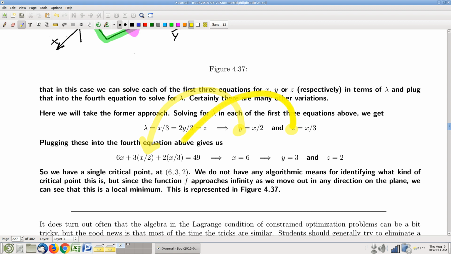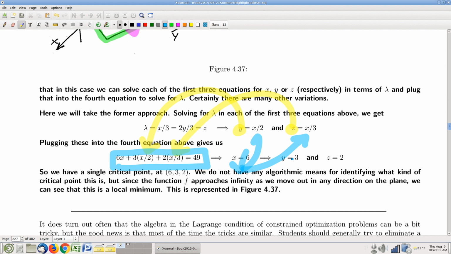Plug those into your constraint equation. Remember, this was our original constraint equation. If you know y in terms of x and z in terms of x, you plug in and you get a big equation involving x. Therefore, you solve for x. And therefore, you've solved for y and z.